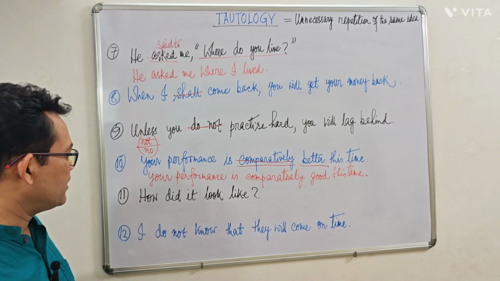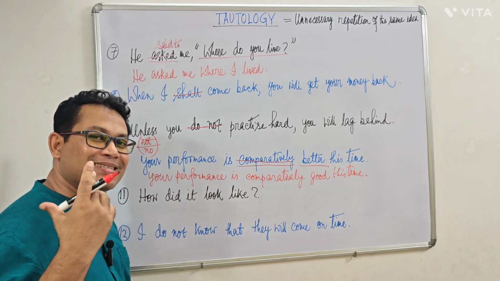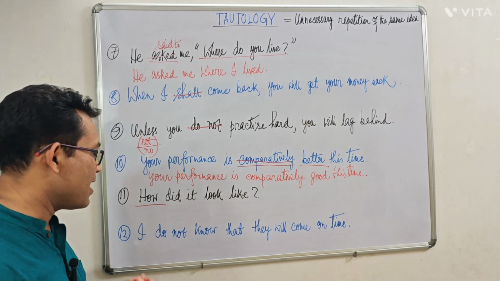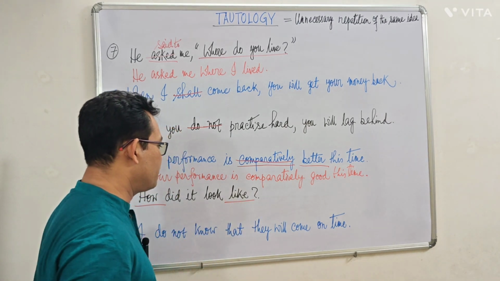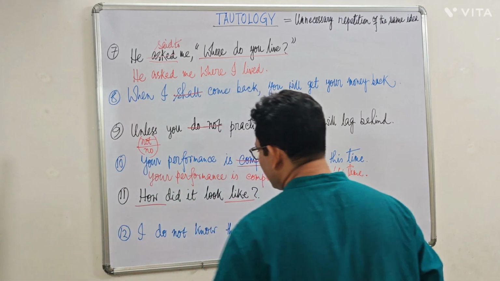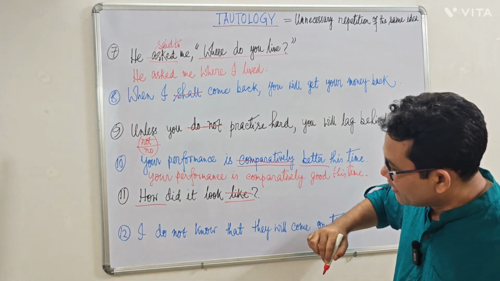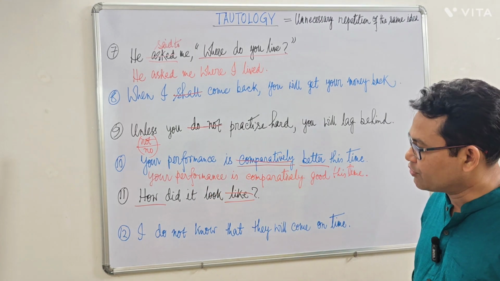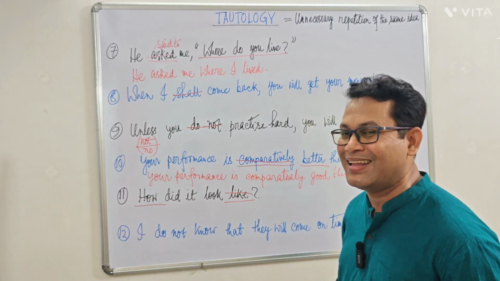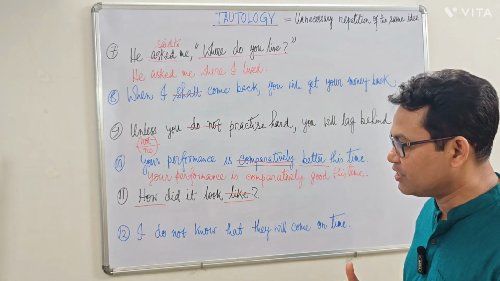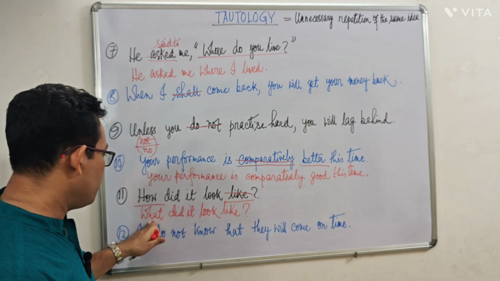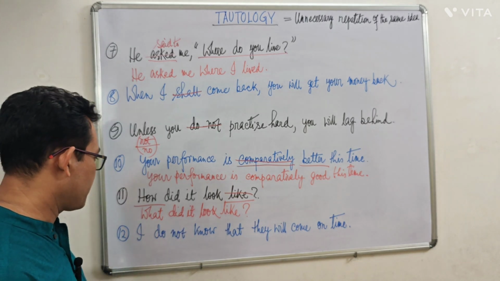Then number 11: how did it look like? We are giving the same impression or the idea through first the WH word how and then through this adverb like. Both are doing the same function. So we can straight away drop like. How did it look? The correct version. And if we want to retain like, then we have to change the initial WH word how. We can replace it with what. In that case, the sentence will be, what did it look like?